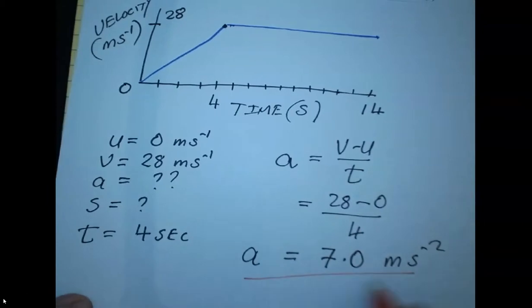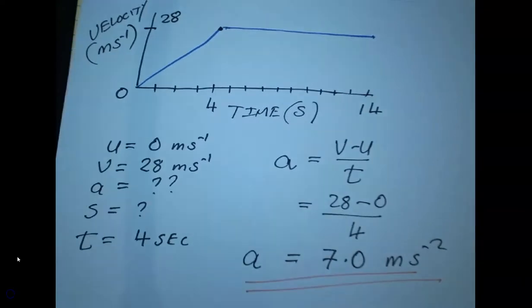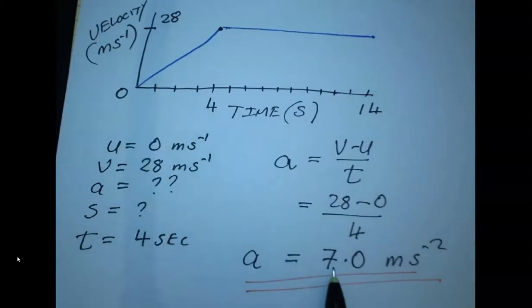As always with answers, I like to just put a little red line underneath them like that. And so we have calculated the acceleration of our cheetah, and it's 7.0 meters per second squared. That means every second, each of those 4 seconds that the cheetah is moving, it's gaining 7.0 meters per second. So after 0 seconds, its velocity is 0. 1 second, it's 7 meters per second. 2 seconds, it's 14. 3 seconds, it's 21. And after 4 seconds, its velocity is up to 28. It can no longer accelerate more than that, but it keeps that velocity for some considerable distance.